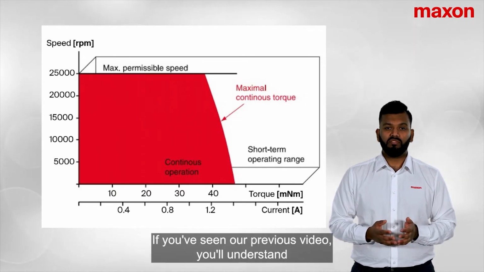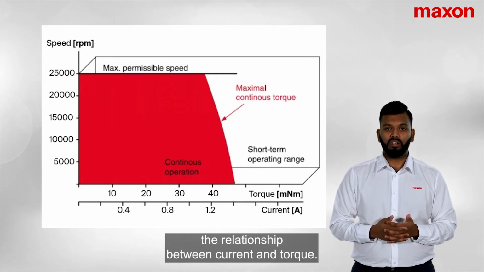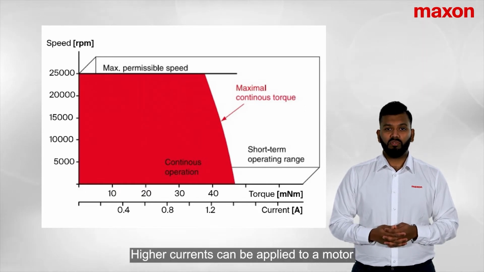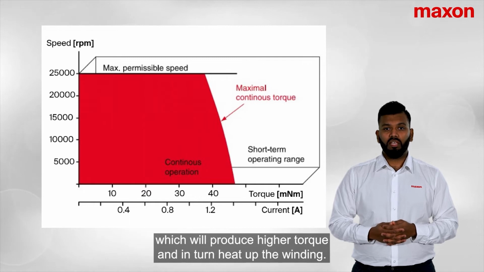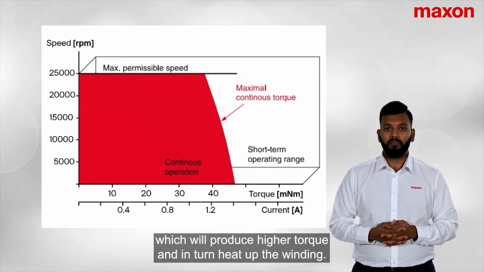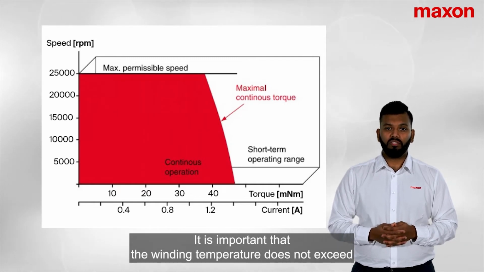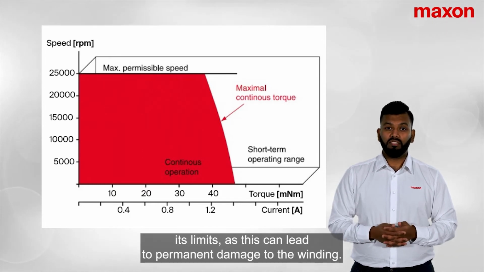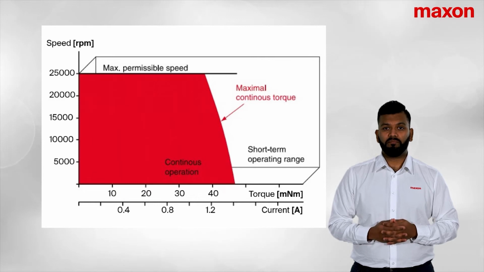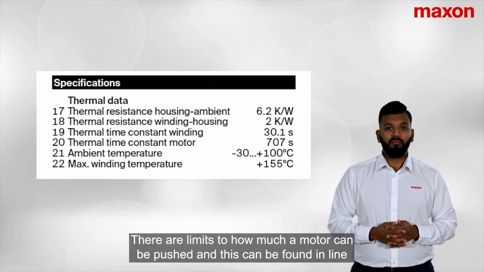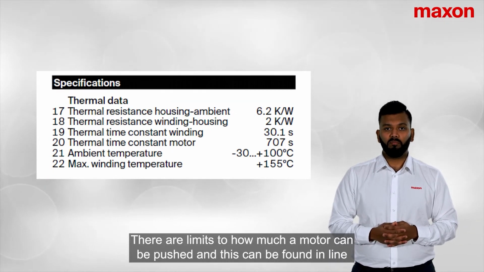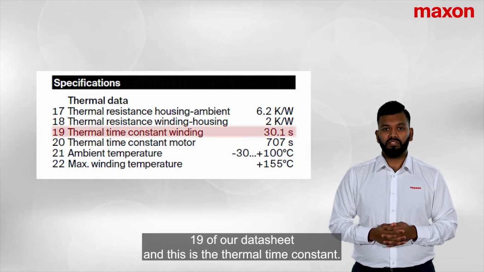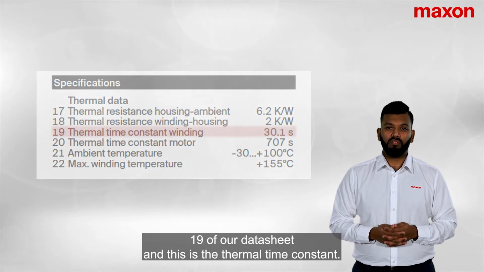If you've seen our previous video, you'll understand the relationship between current and torque. Higher currents can be applied to a motor, which will produce higher torque, and in turn heat up the winding. It is important that the winding temperature does not exceed its limit, as this can lead to permanent damage to the winding. There are limits to how much a motor can be pushed, and this can be found in line 19 of our datasheet, and this is the thermal time constant.